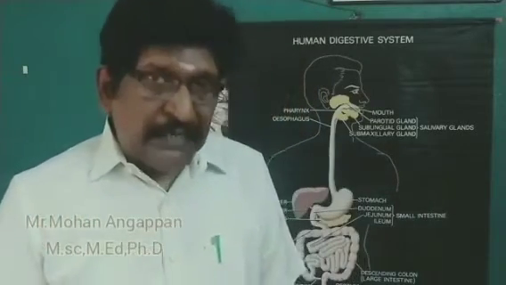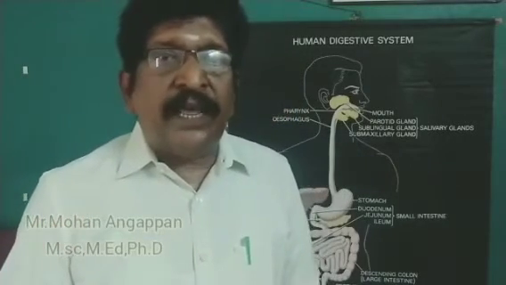Number two, fungiform papillae, F-U-N-G-I-F-O-R-M. They are pink colored, mushroom shaped. Note the point. Here also you get taste buds. The third one, filiform papillae, is present on the whole surface of the tongue. It is whitish in color. There is no taste bud.